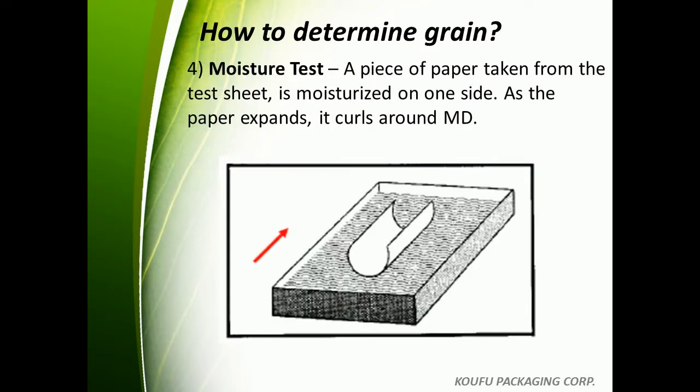4. Moisture test. A piece of paper taken from the test sheet is moisturized on one side. As the paper expands, it curls around MD or machine direction.